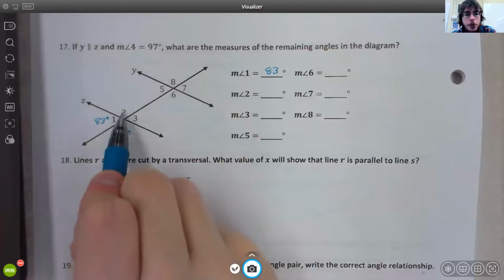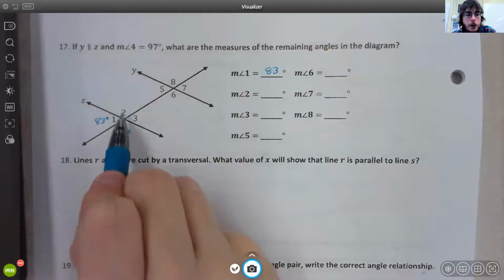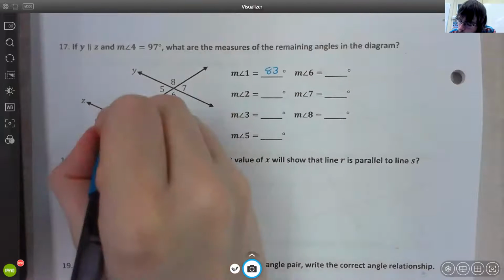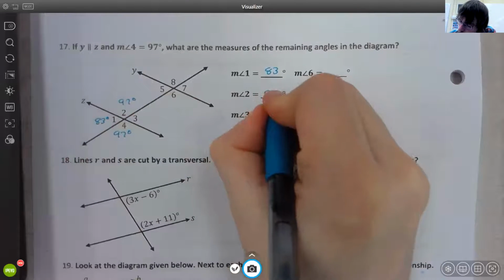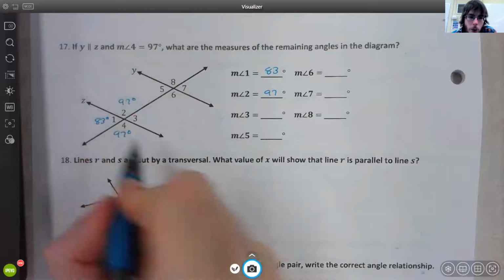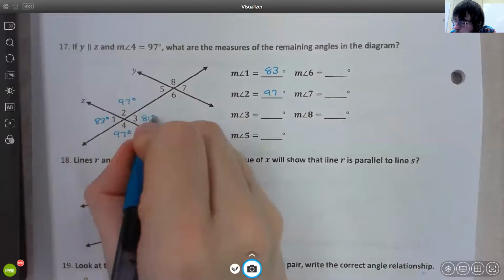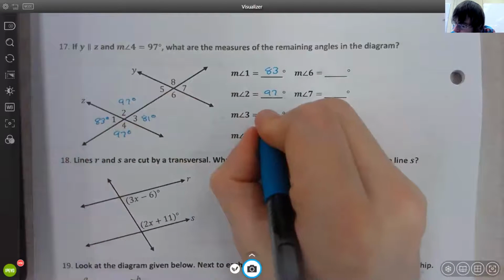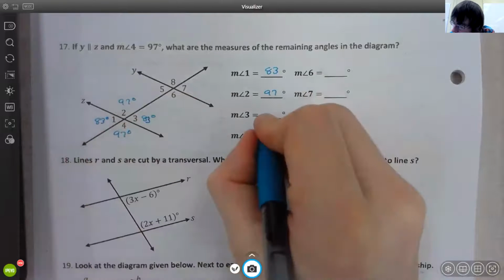The measure of angle 2 is vertical from angle 4, so that means they have to be congruent. And then angle 3 and angle 1 are vertical, so that means they have to be congruent. I don't know why I wrote an 81 there.